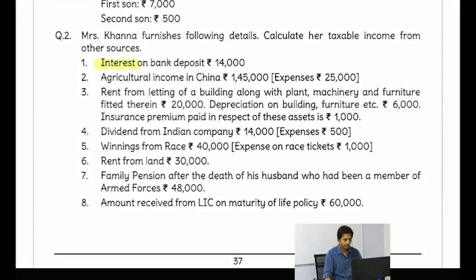Then the next point, rent from letting out. Letting out means giving on rent. Letting of a building along with plant and machinery, furniture. Whenever it is building plus other assets, it is called composite rent. Composite means combined. If the building was not there, and it was only rent of plant and machinery, furniture, air conditioner, computer, etc., then those are other assets. Composite doesn't mean a mixture of so many things. Composite means a mixture of building plus other asset.